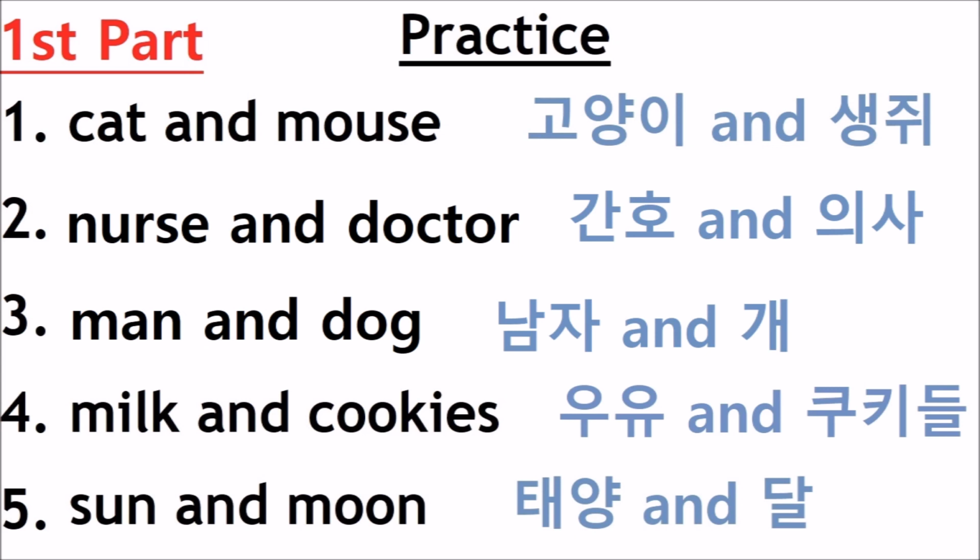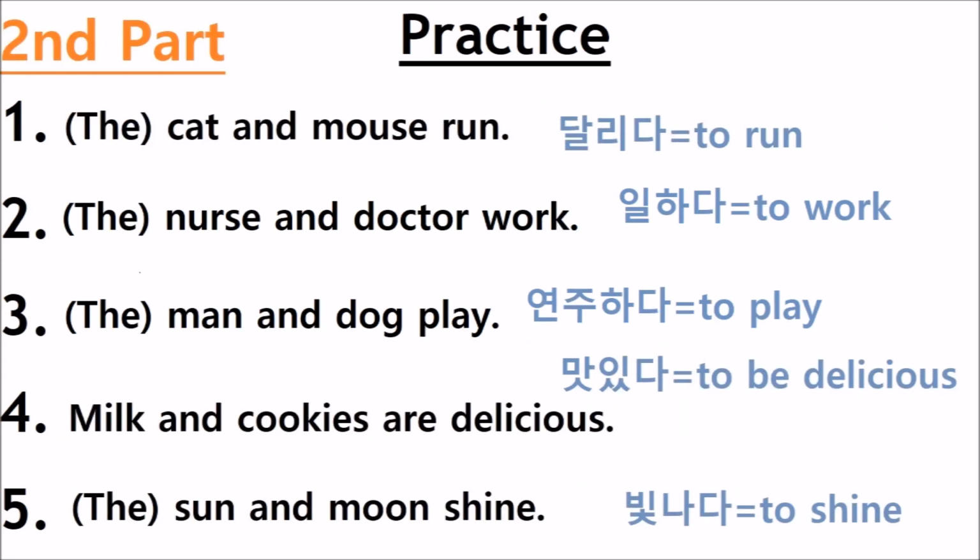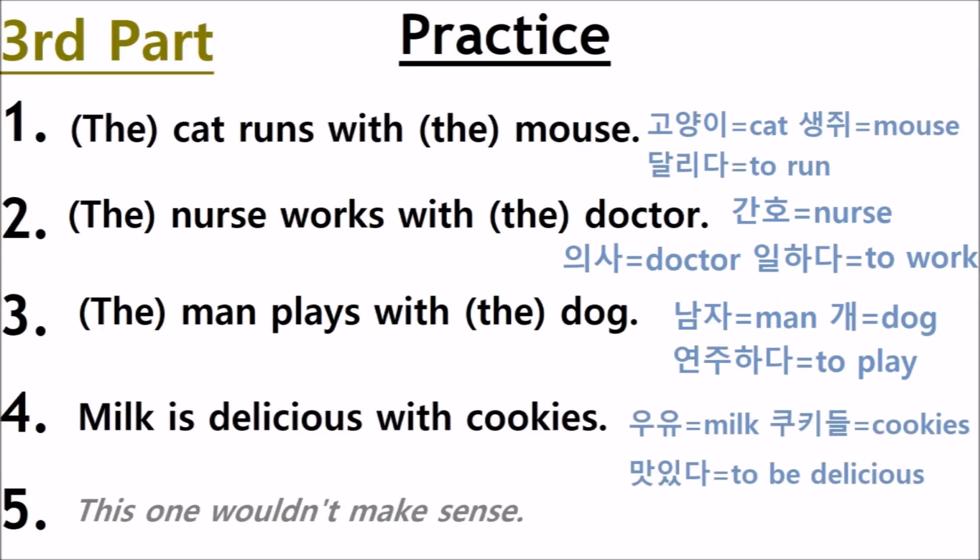The first part is just noun and noun. In the second part, you add a verb or adjective to make a sentence. Remember, in Korean, adjectives are conjugated just like verbs. And in the third part, you make sentences using the word with. The answers are in the comments section.